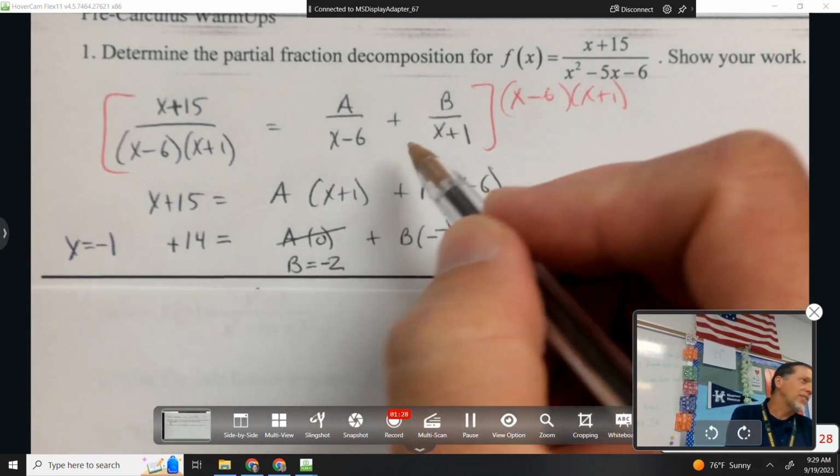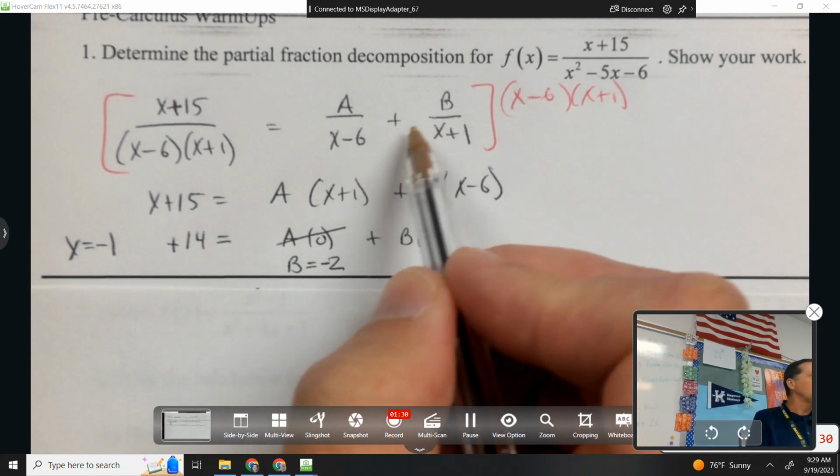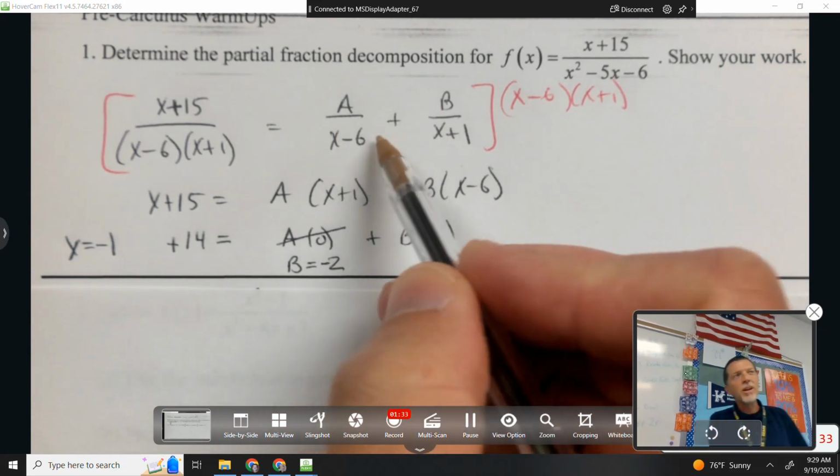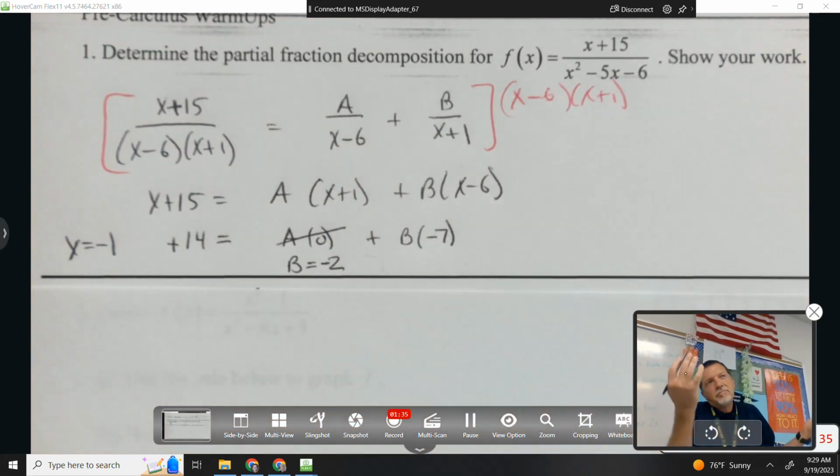McKenna, there's the answer to your question earlier about how do I know if it's plus or minus, right? Set it up as a plus. If it ends up being negative, so be it.